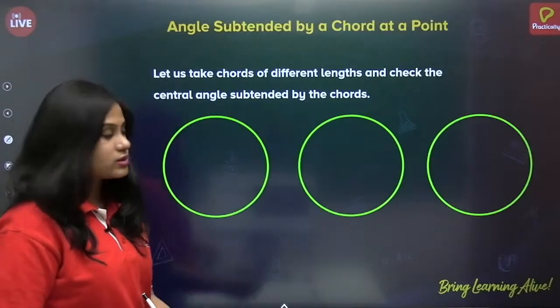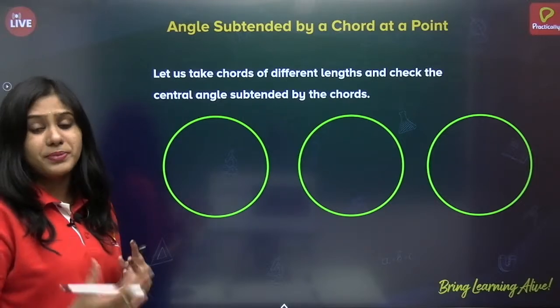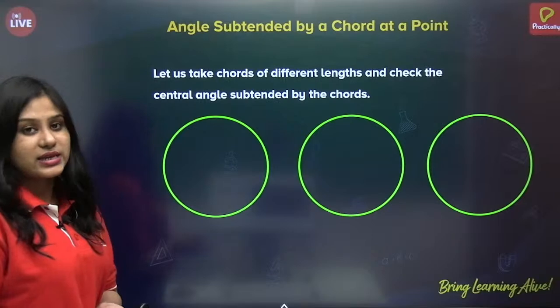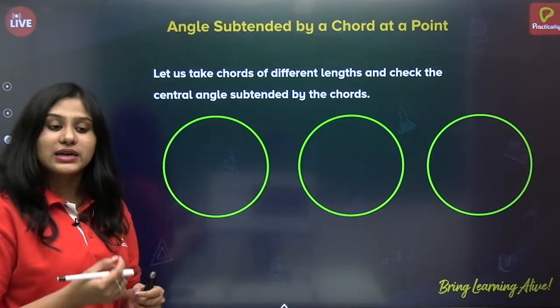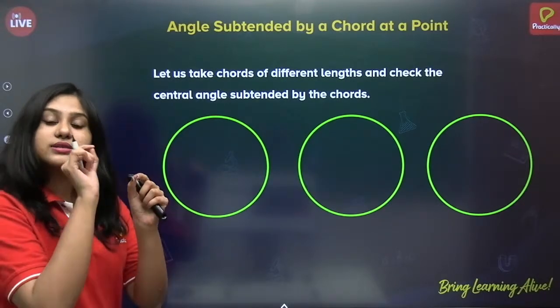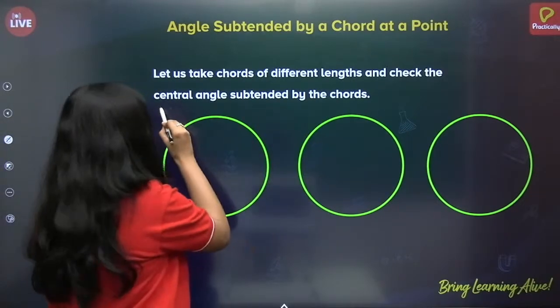All right. Okay, so let us start. So how do we begin? Let us do a small activity. Let us take chords of different lengths and check central angles subtended by the chords. What exactly is central angle? The angle made by the chord at the center of the circle is known as central angle. Okay? What is central angle?